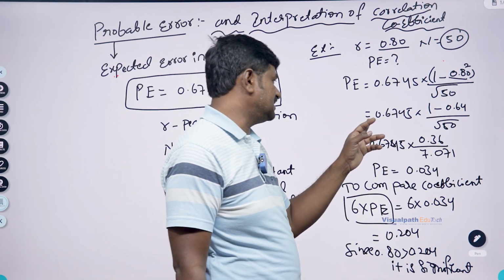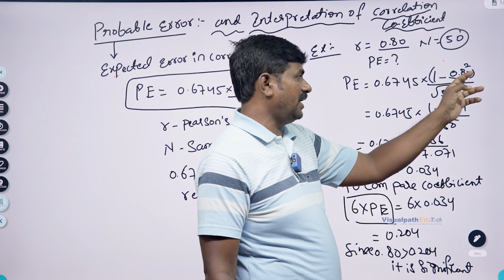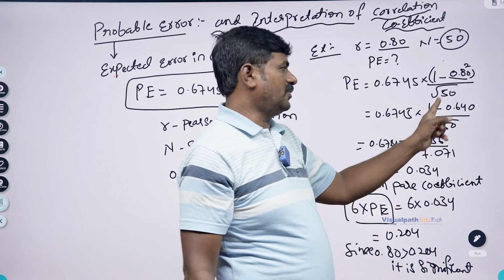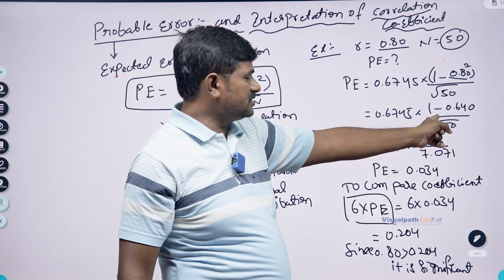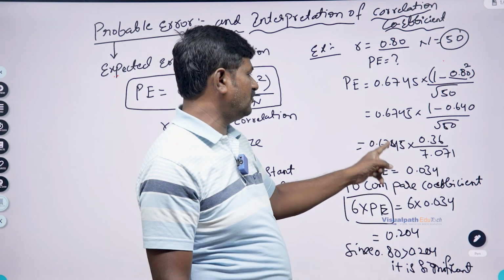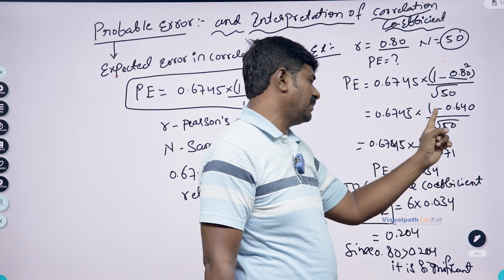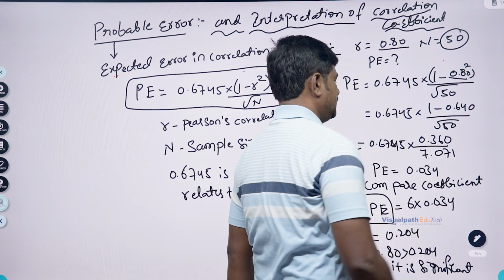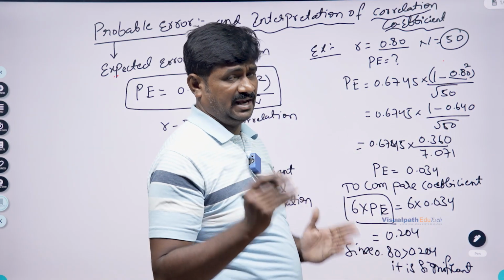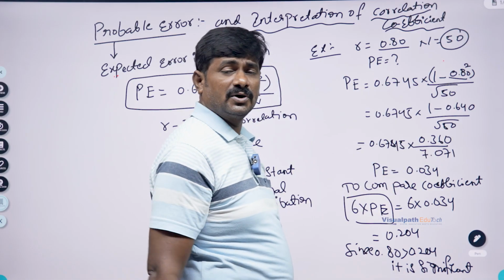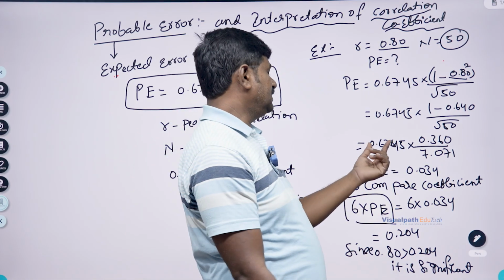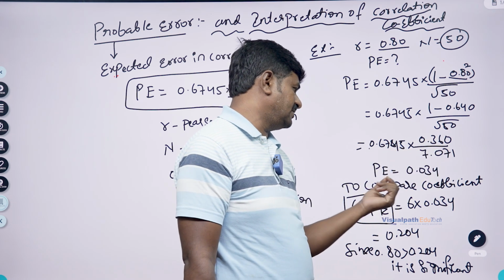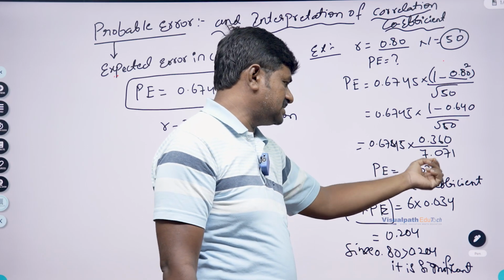Simplifying this, 0.80 square: 8 8s are 64, so 0.64. Then 1 minus 0.64 is equal to 0.36, by root 50. Root 50 is approximately 7.071, since 7 7s are 49. So 0.6745 into 0.36 by 7.071 gives the probable error equal to 0.034.